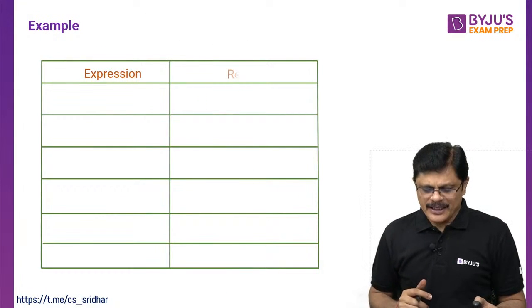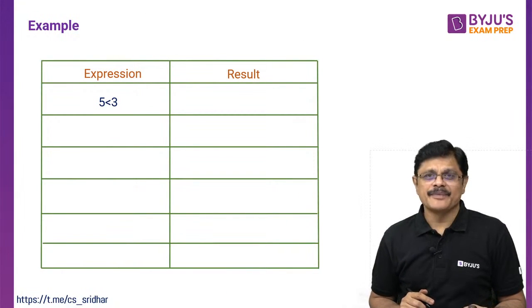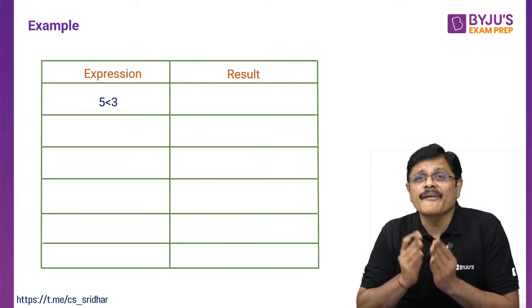Now let us take the following example. 5 less than 3. What does this relational operator result in?